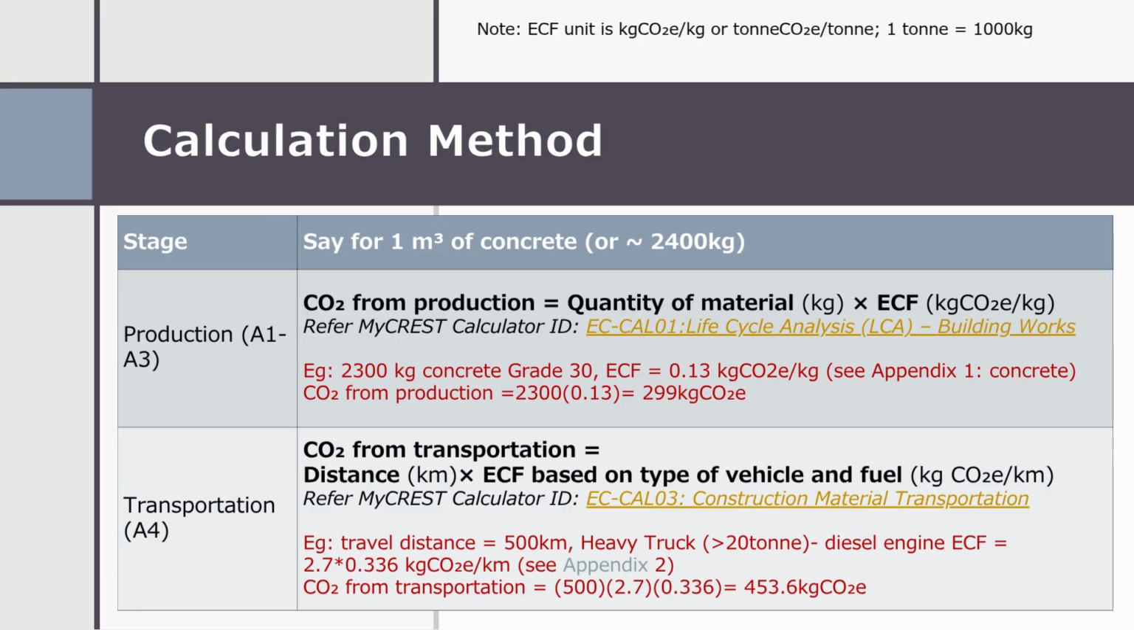Carbon emission from the transportation of construction material or specimens can be calculated as distance multiply specific ECF based on type of vehicle and fuel used. For instance, 500 kilometers by heavy truck, greater than 20 ton, ECF equals 2.7 times 0.336 kilograms carbon dioxide equivalent per kilometer. Right pointing arrow 454 kilograms carbon dioxide equivalent.